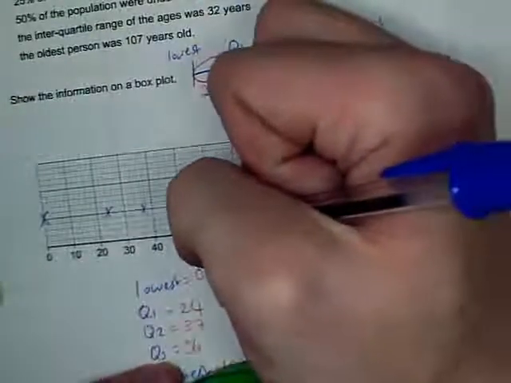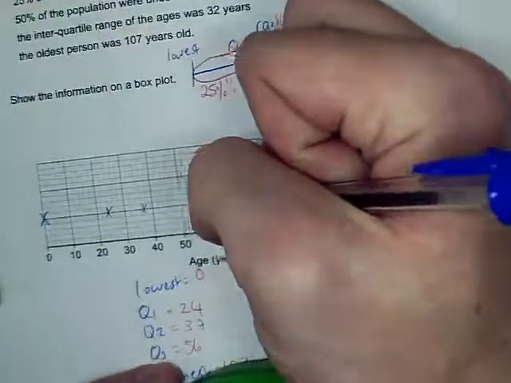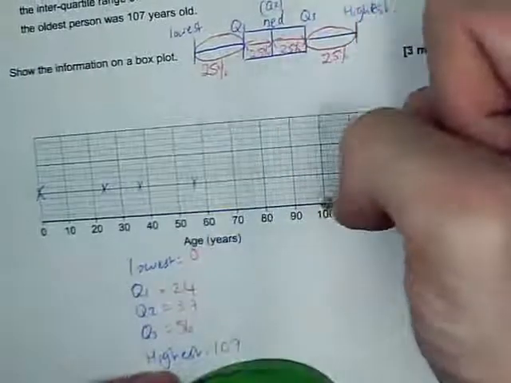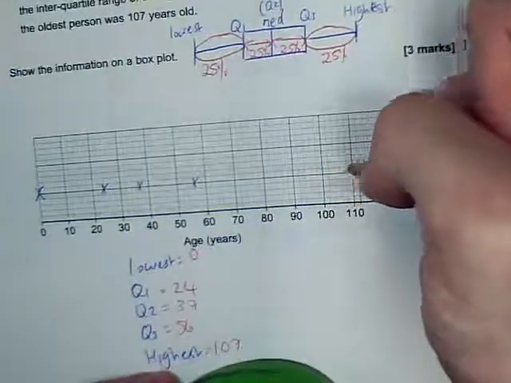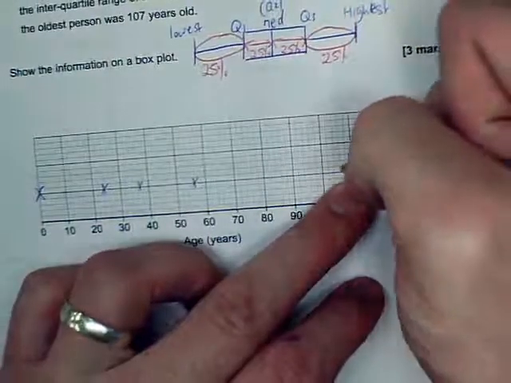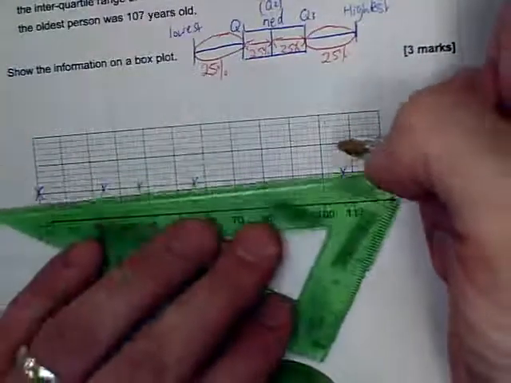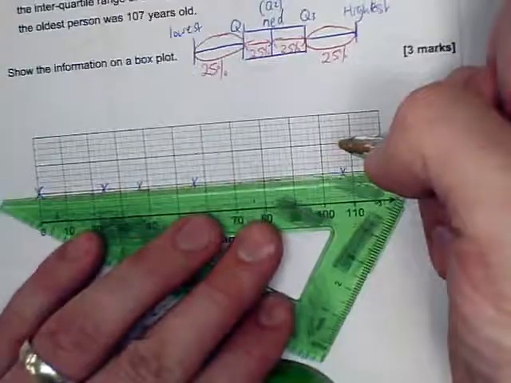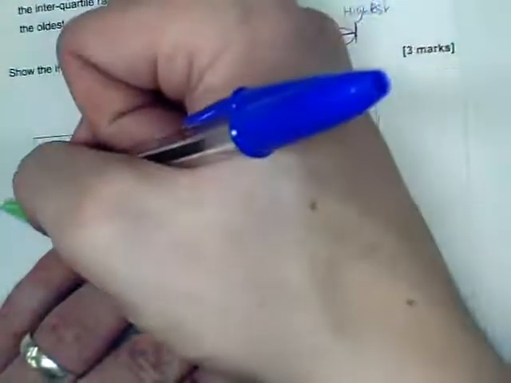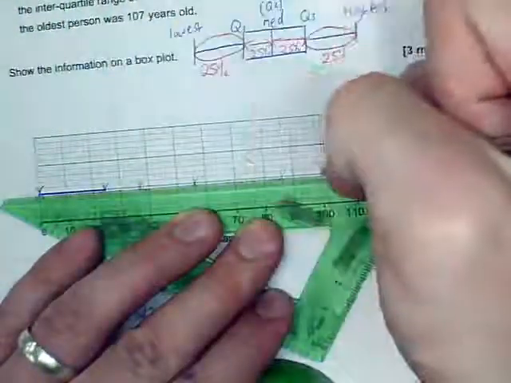Q3 is 56, 2, 4, 6 here. And the highest value is 107, so 2, 4, 6, 7. Again, it's between the boxes. Just like that. So I just need to draw this out initially, and then I can draw the box plot.